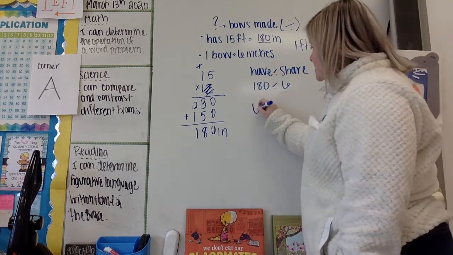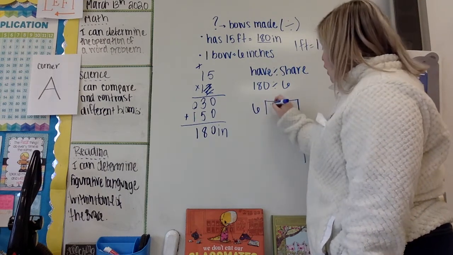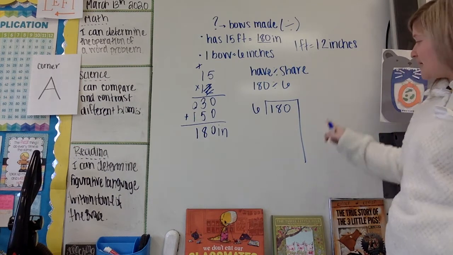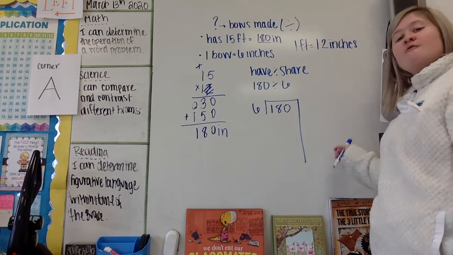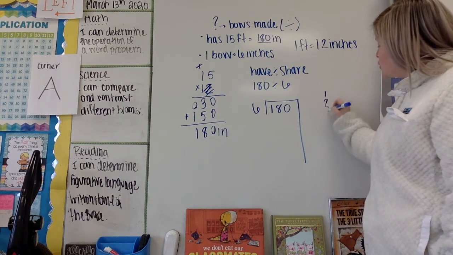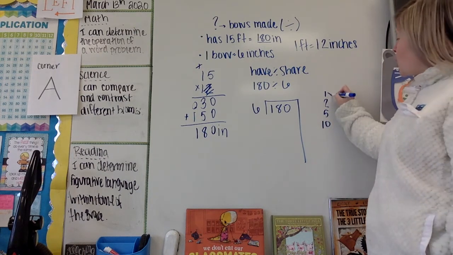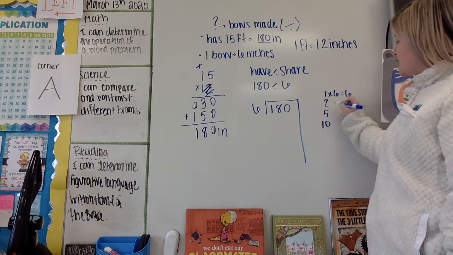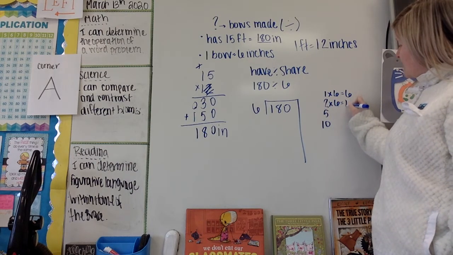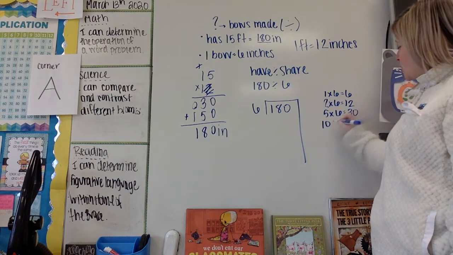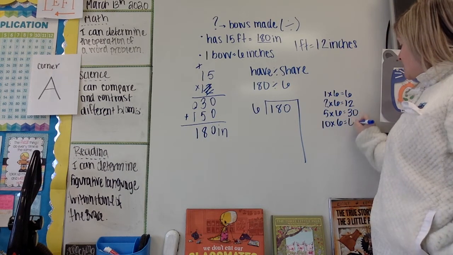Okay, so now 6 goes on the outside, 180 goes on the inside, and I can do my easy facts of 6 if I need to, off to the side. For our easy facts, we're going to do 1, 2, 5, and 10 because they're the things that are easy to remember. 1 times 6 is 6. 2 times 6 is 12. 5 times 6 is 30. 10 times 6 is 60.